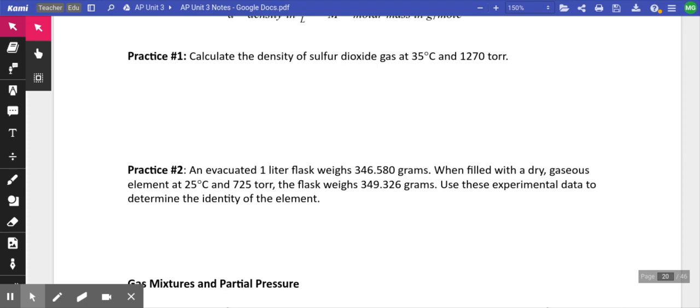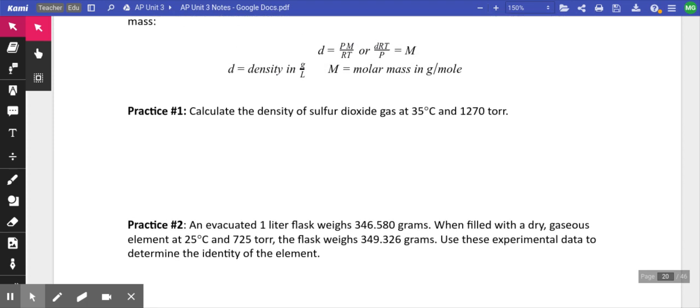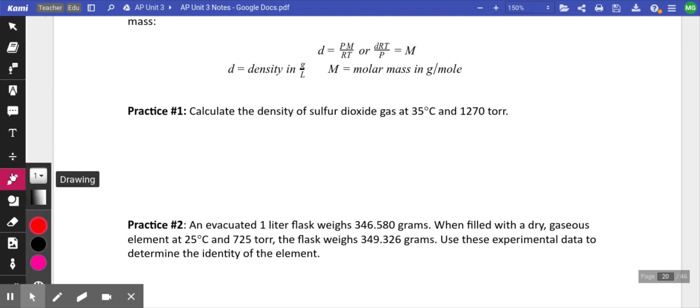This first practice question says calculate the density of sulfur dioxide gas at 35 degrees Celsius and 1270 torr. So I'm going to be using my formula, D equals PM over RT. I'm solving for my density here. I know pressure is 1270 torr. I know my molar mass.